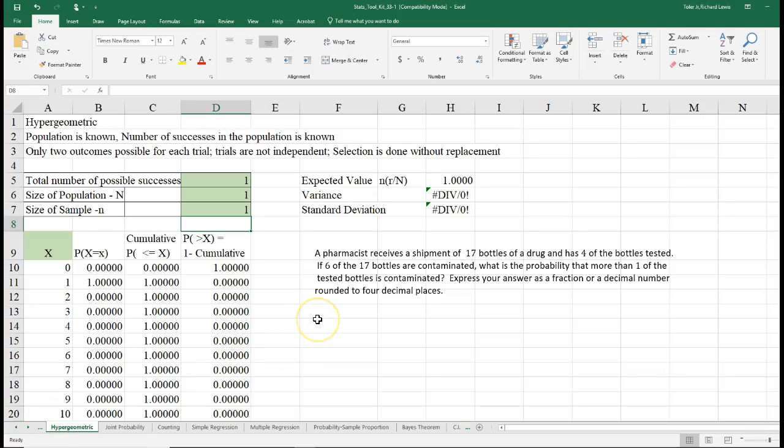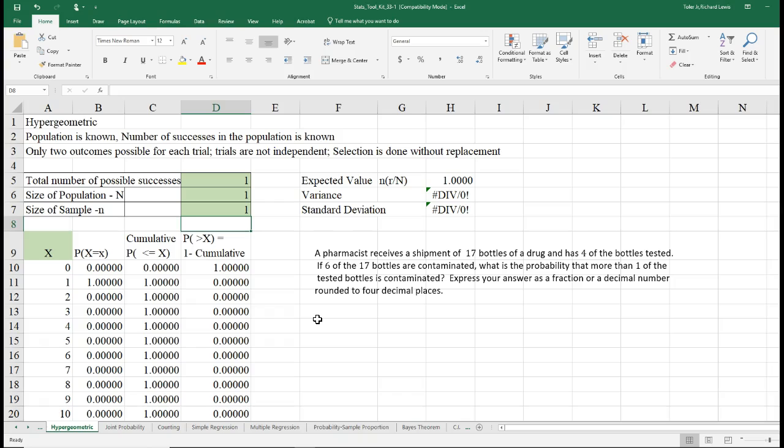So we're going to take a look at this particular problem. A pharmacist receives a shipment of 17 bottles of a drug and has 4 of the bottles tested. If 6 of the 17 bottles are contaminated, what's the probability that more than one of the tested bottles is contaminated? So I'll jump straight to the point.